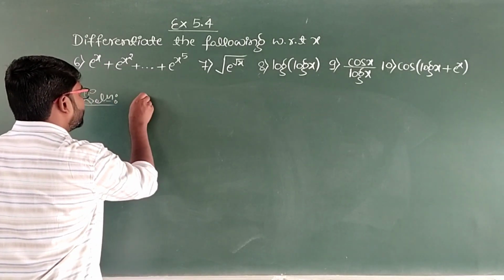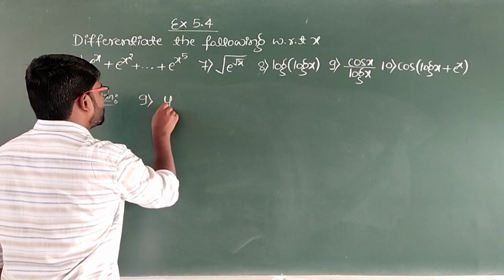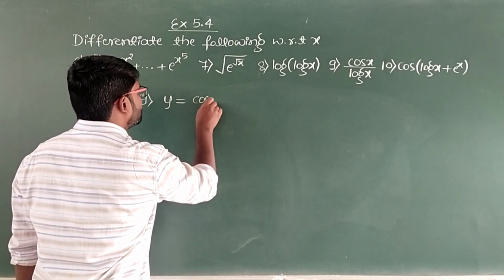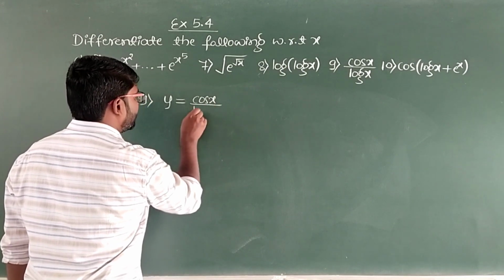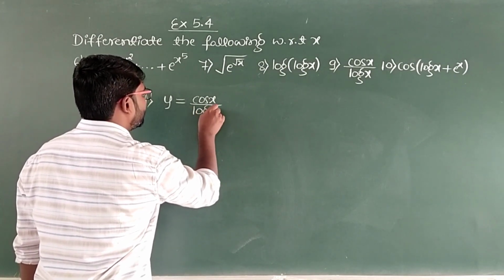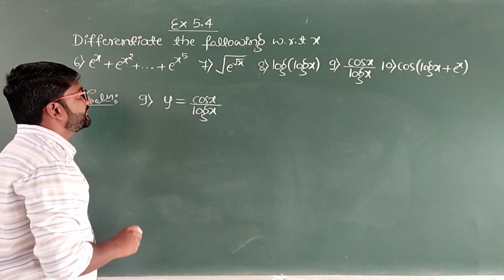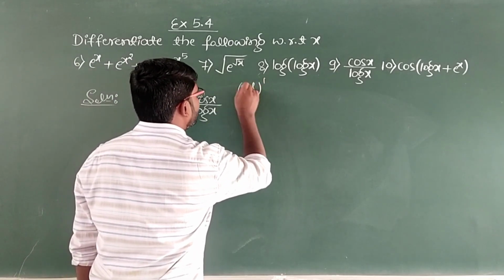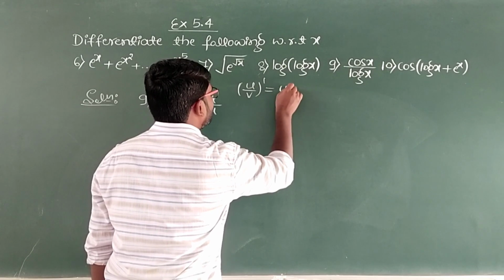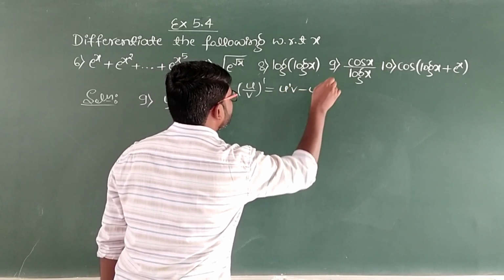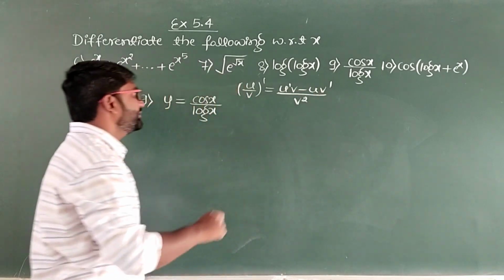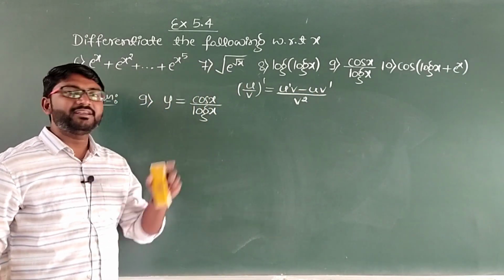So, question number 9, y which is equals to cos x divided by log x. So, in order to differentiate this, we have to make use of quotient rule, u by v the whole dash, which is equals to u dash v minus u v dash divided by v square. So, here u is going to be cos x and v will be log x.